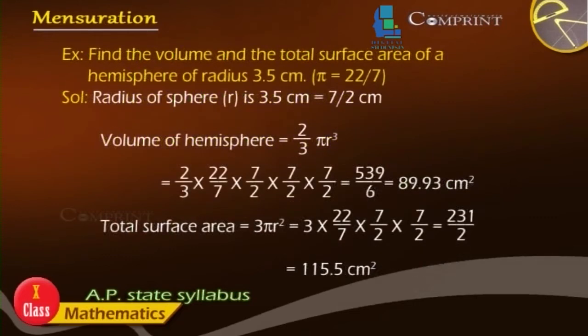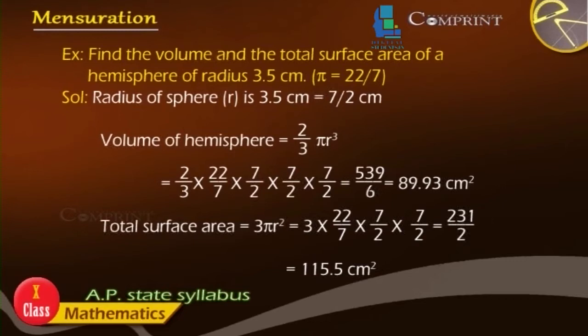Example. Find the volume and the total surface area of a hemisphere of radius 3.5 centimeters. Pi is equal to 22 by 7. Solution. Radius of sphere r is 3.5 centimeters is equal to 7 by 2 centimeters. Volume of hemisphere is equal to 2 by 3 pi r cube, which is 2 by 3 into 22 by 7 into 7 by 2 into 7 by 2 into 7 by 2 is equal to 539 by 6.